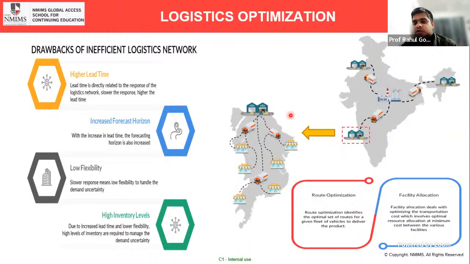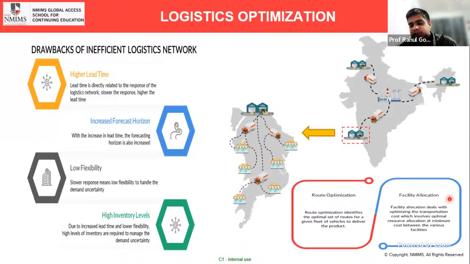So when we talk about logistics optimization, we want to do two things. We want to optimize the route, because there could be multiple ways of reaching a consumer. So for example, when we order any product from Amazon, Amazon may have that product in 10 warehouses, but it is going to pick the warehouse maybe nearest to us, where the cost to service that product to me will be the most optimized. So one problem statement is route optimization, which identifies the optimal set of routes for a given fleet of vehicles to deliver the product.